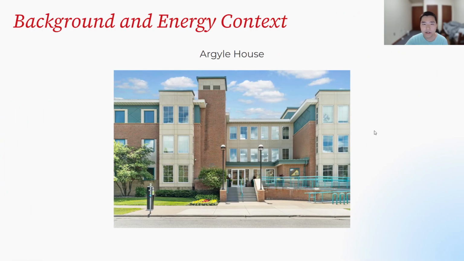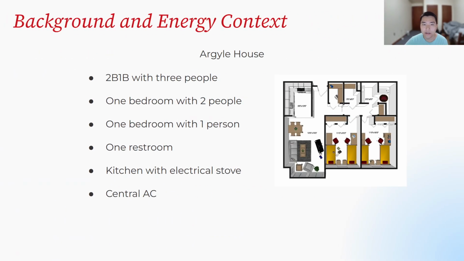I'm currently living in Argyle House, which is near the campus. It's a 2B1B unit with 3 people: 2 bedrooms, 1 bathroom, where 2 of my roommates live together and I live by myself. The kitchen has an electrical stove, and we have central AC. On the right side, you can see the floor plan.